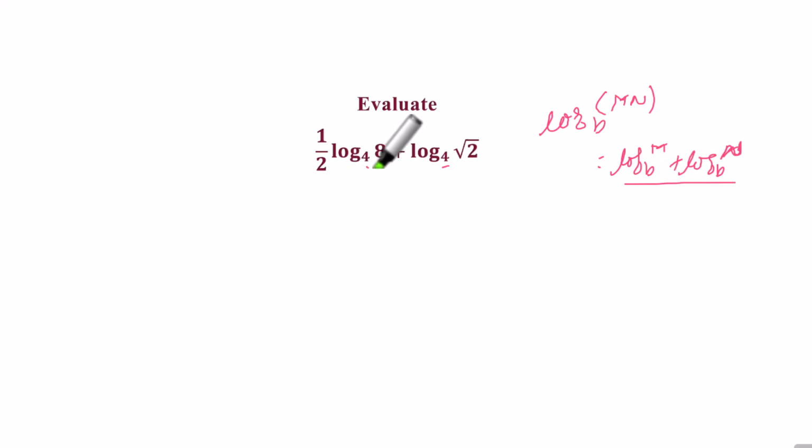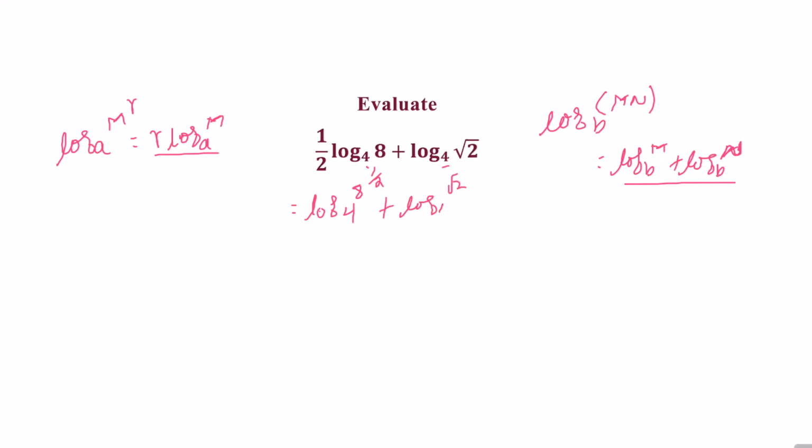Based on this, we can do this one. But if there is any number here, you should take it as this. Since this number comes from where? From logarithm of m to the power of r to base a, which is written as r logarithm m to base a. So if there is something like this, you can write it like this. Based on that, we can write this as logarithm of 8 to the power of 1/2 to base 4 plus logarithm of square root of 2 to base 4.